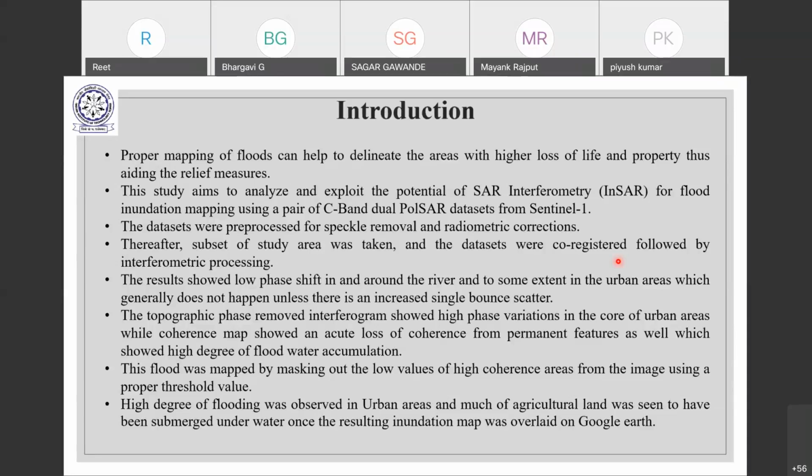The results show low phase shift in and around the river and to some extent in the urban area, which generally does not happen unless there is an increased single bounce scatter.